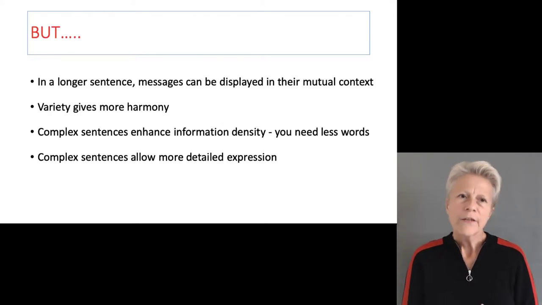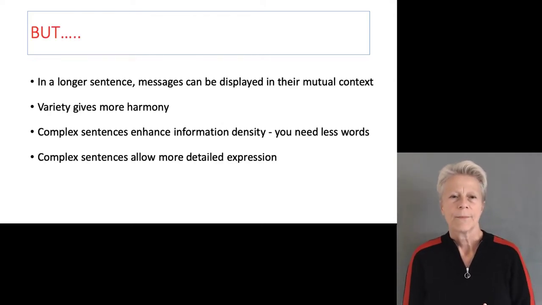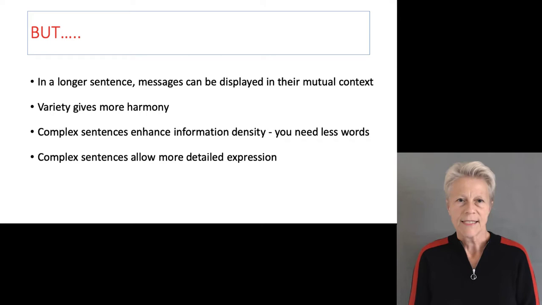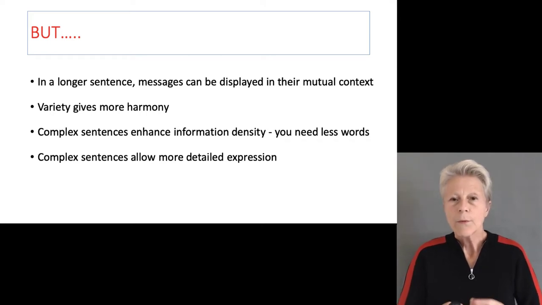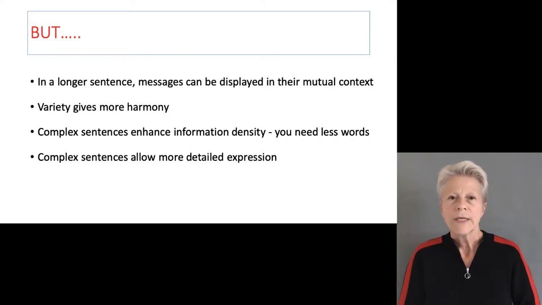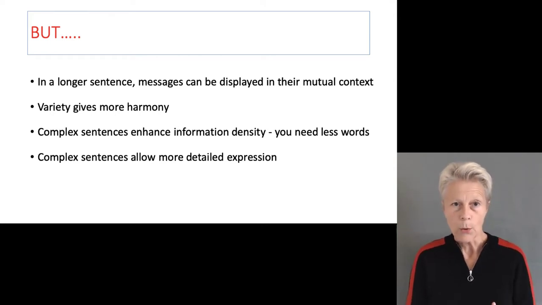What are the advantages of longer sentences? Well, in a longer sentence, a message or messages can be displayed in their mutual context, in their relatedness. So you can express and display the related sentences as a whole. Very important. Second, the variety of short and longer sentences gives your text more harmony.